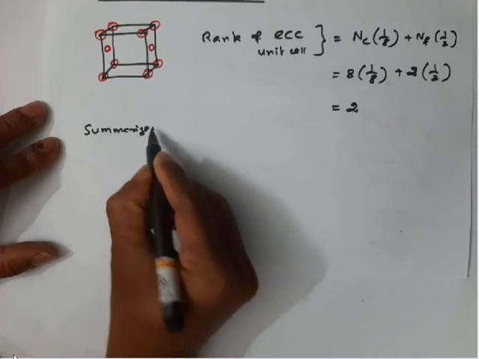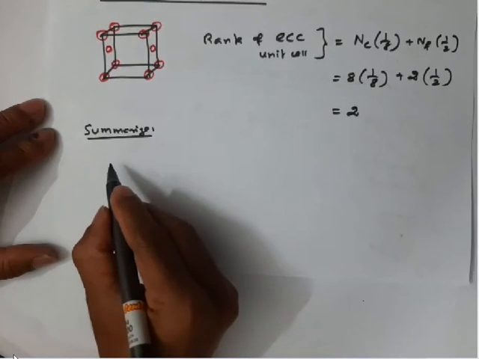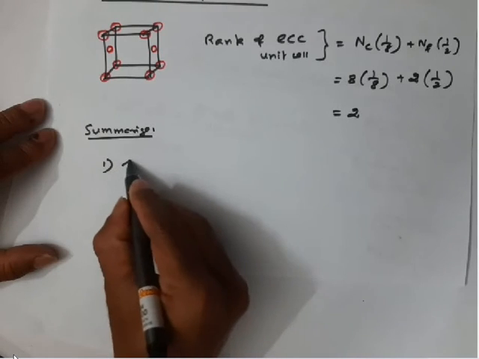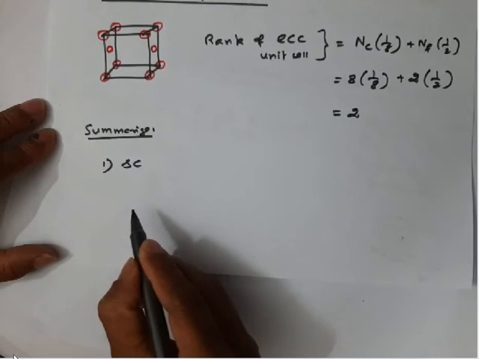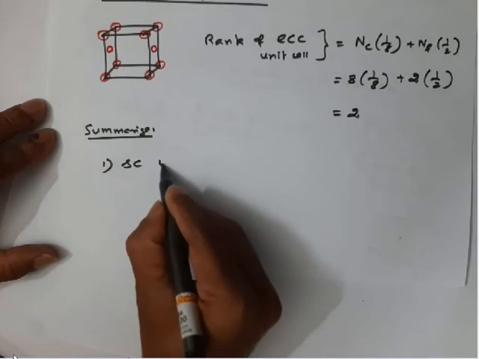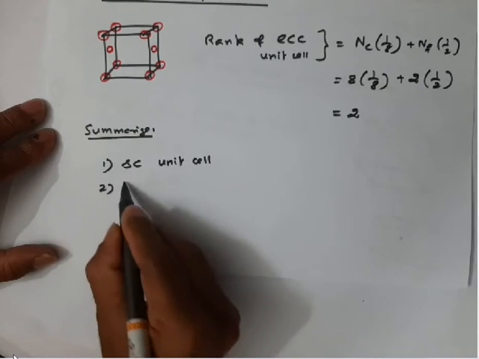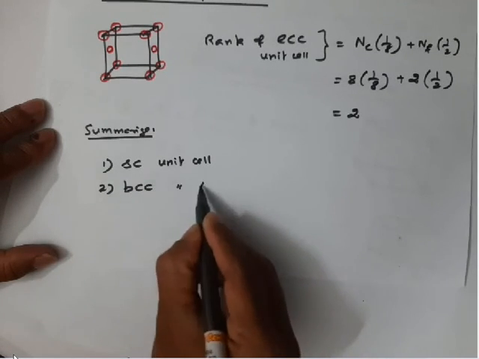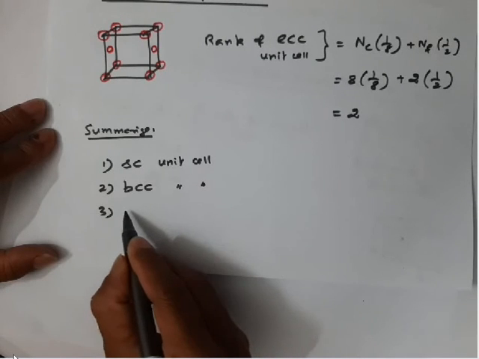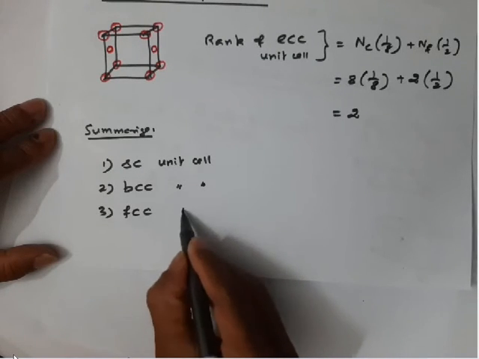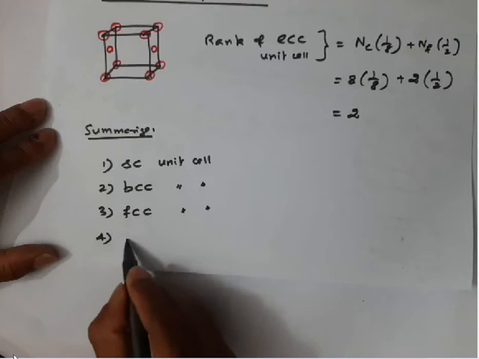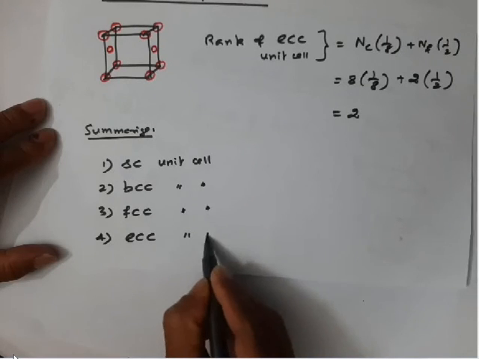Everything, listen. We have discussed the simple cubic unit cell. I'll write simply SC, simple cubic unit cell. Then the body centered cubic unit cell. Then we discussed the face centered cubic unit cell. Then finally the end centered cubic unit cell.